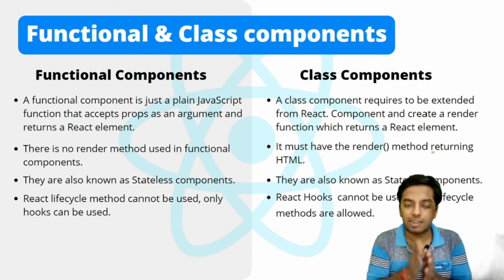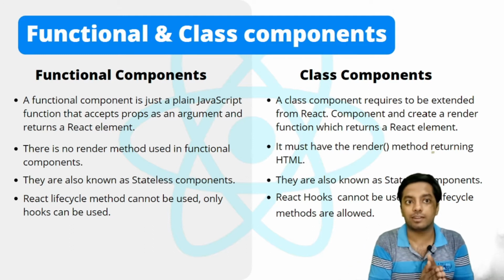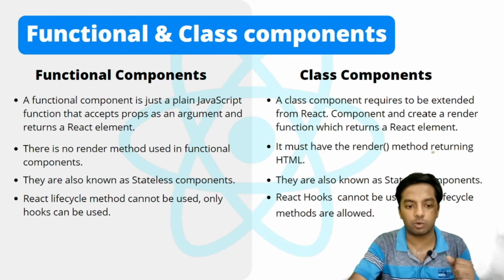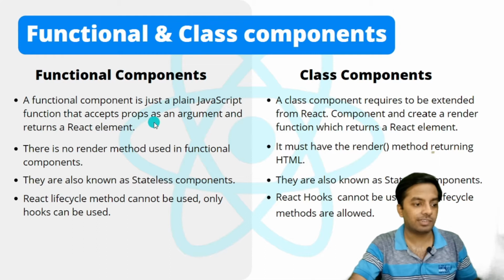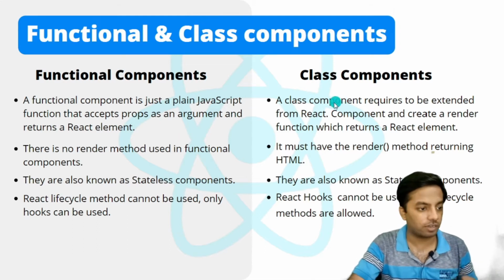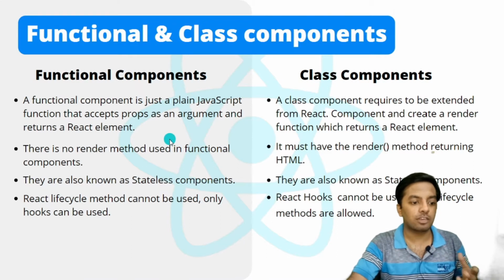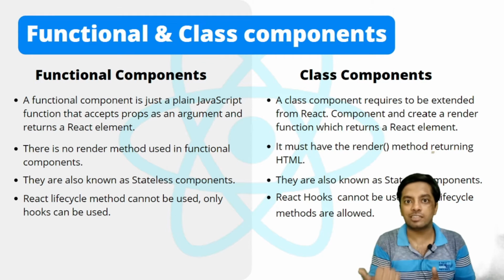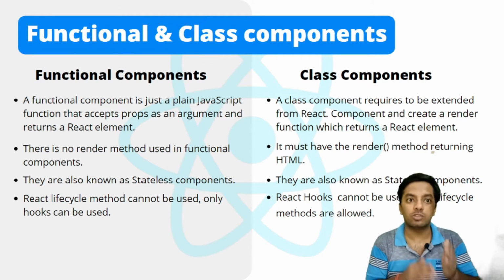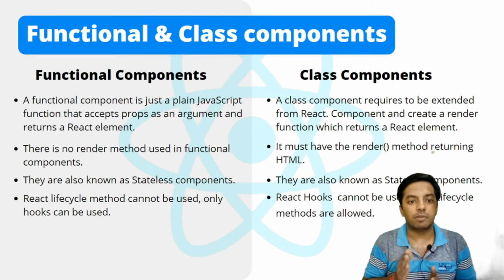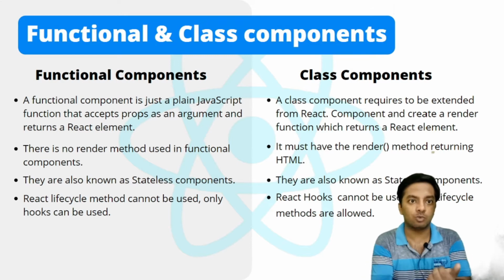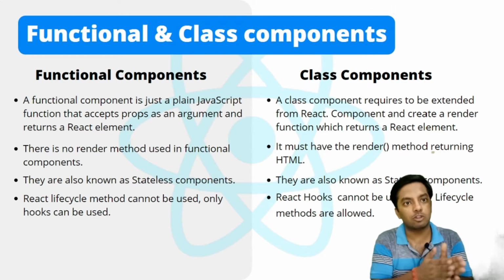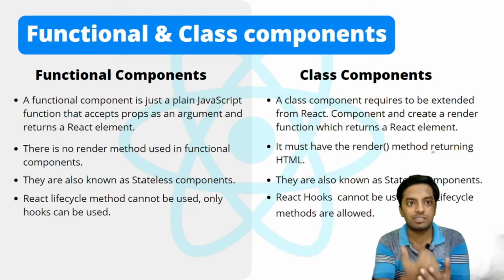Inside a class component the render method is required. The render method is the one that returns the HTML code, the React element code. In a functional component there is no render method, whereas in class components the render method is required. Functional components are also known as stateless components. Initially the functional components didn't have the functionality of state, so they were called stateless components. But after the introduction of hooks, the useState hook was introduced and now they can also use state, but still they are called stateless components.